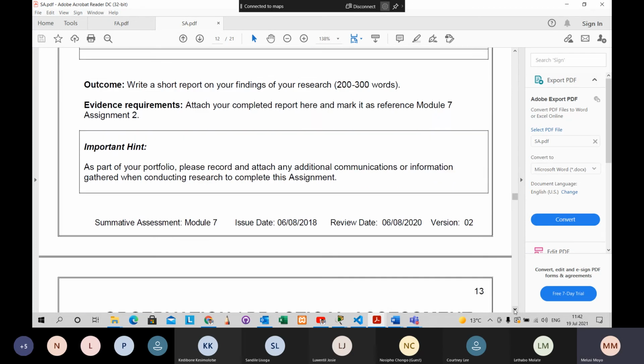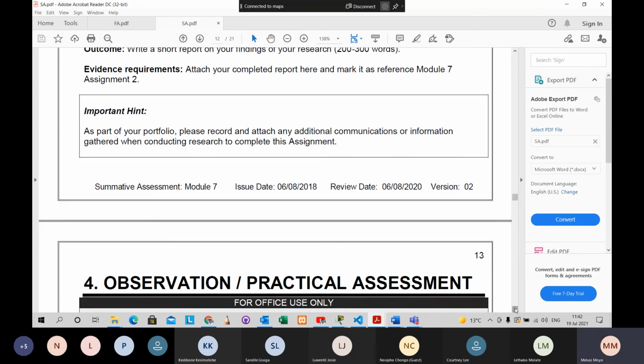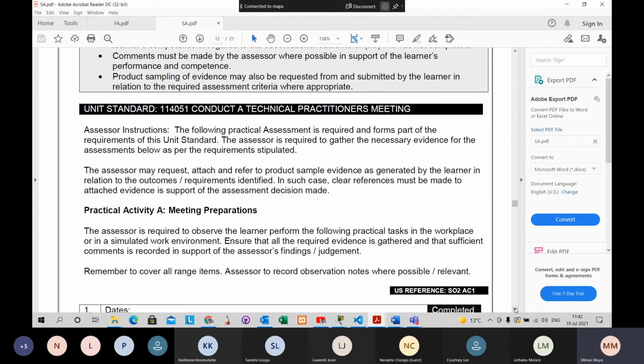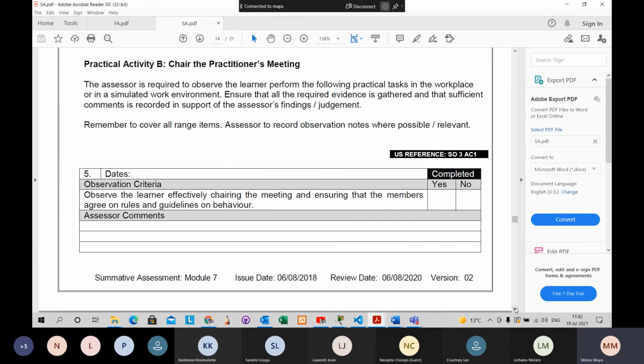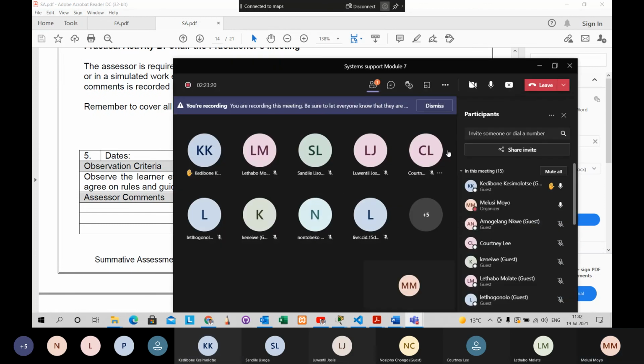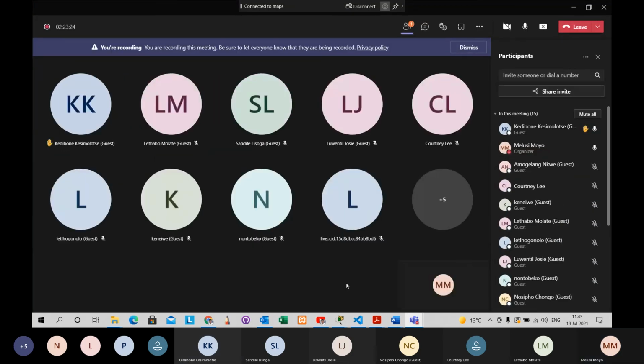All right, feedback and procedure. Assignment 2, attach your completed report, right, that you have completed. And then what else am I missing here? Okay, I think we're done with module 7. So tomorrow, we're going back to 12 o'clock classes. Kiribone, your hand is up.